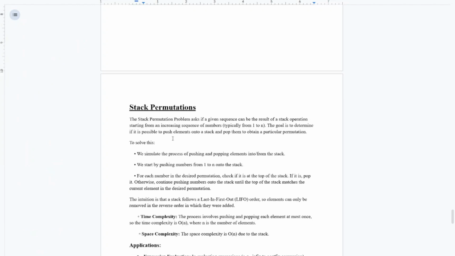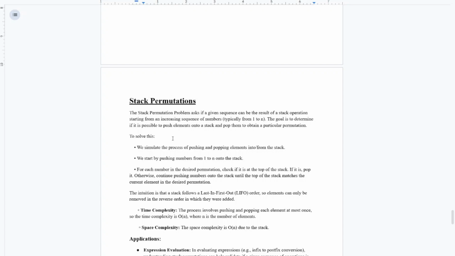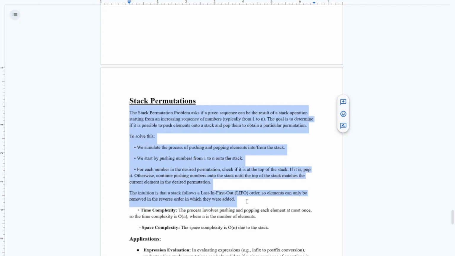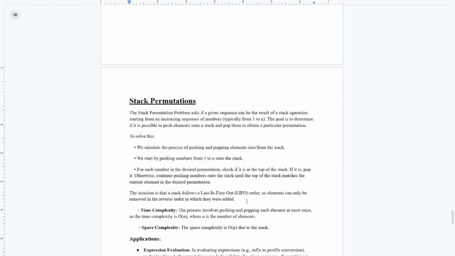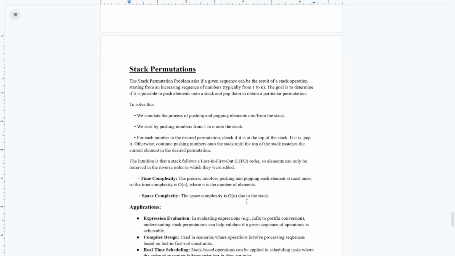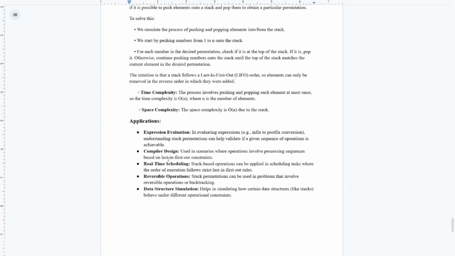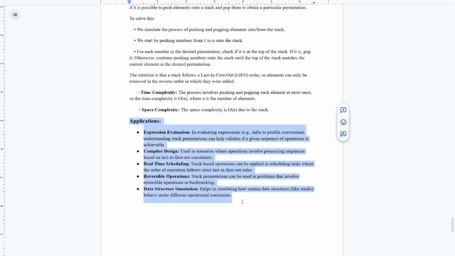Good to go. तो इसमें क्या होगा, हमें दो arrays given होंगे, say an input array and an output array. You have to check if the output array can be achieved with the help of the input array and stack operations, that is push and pop. ठीक है. अगर नहीं होता है तो we say it's not a stack permutation. Okay, you can give it a read. And then time complexity will be big O of n using the stack and big O of n again the space complexity. So applications: expression evaluation, compiler design, real-time scheduling, reversible operations, data structures, simulation. Okay.